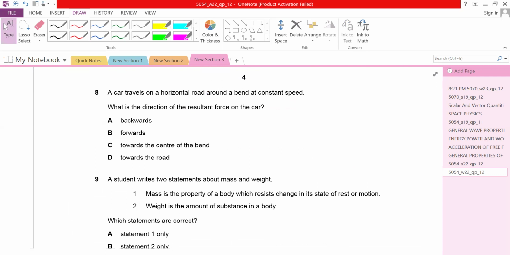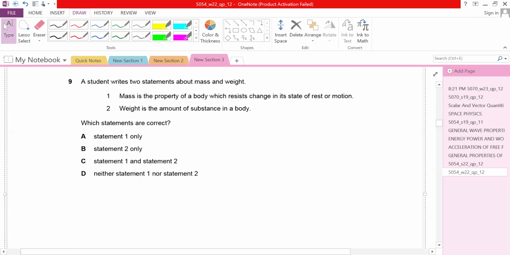In question number 8, a car travels on a horizontal road around a bend at constant speed. What is the direction of the resultant force on the car? The car is traveling around, which means it is traveling in a circular motion. So what is the direction of the resultant force when any object is traveling in a circular motion? The direction is always towards the center. Option C is correct for question number 8.